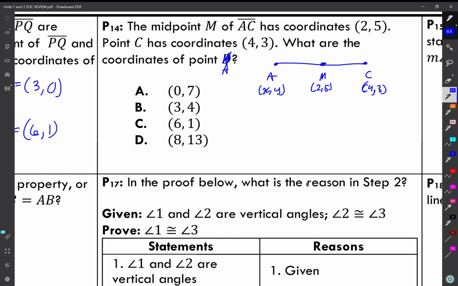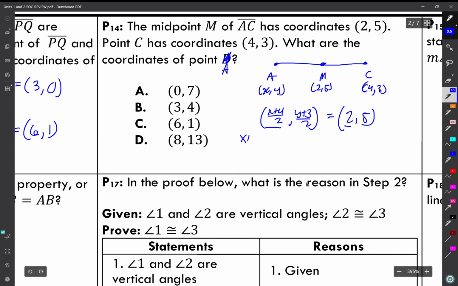So what I'm going to do is take my endpoints, A and C, and plug them into the midpoint formula. So (x plus 4) over 2, (y plus 3) over 2. This formula would give me the midpoint if I knew point A. However, I do know what the midpoint actually is, so whatever this is, it will be equal to (2, 5). So I can make two different equations by setting the x coordinate equal to the x coordinate right here. So x plus 4 over 2 is equal to 2, and y plus 3 over 2 is equal to 5.